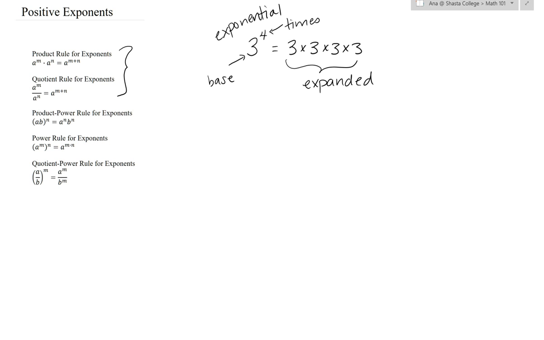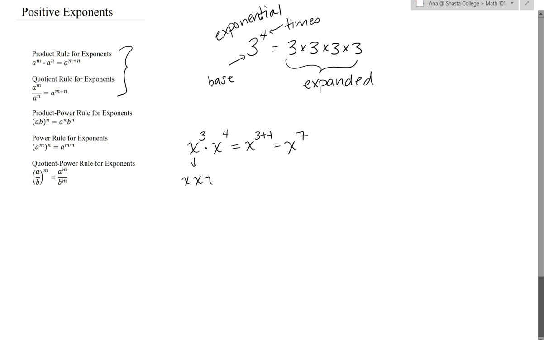You might see this as x to the 3rd times x to the 4th. We could take the x base, add the exponents of 3 plus 4, and we would get x to the 7th. The reason this is true is because x to the 3rd means that I'm multiplying x 3 times. X to the 4th means I'm multiplying x 4 times. And if I count all of those up, I have 1, 2, 3, 4, 5, 6, 7 total.